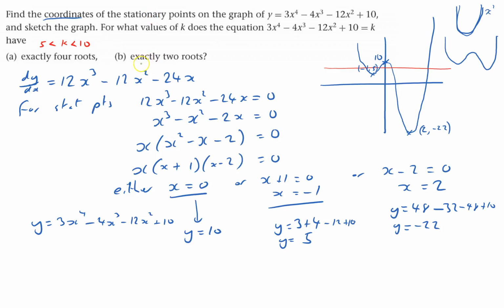And exactly 2 roots, well, we could have 2 roots. There would be 2 roots, just once, twice, and indeed here, for example, once, twice, all getting close to there, but not right at the bottom, there and there. So for 2 roots, I can have anywhere from minus 22 all the way up to 5, so negative 22 is less than k, which is less than 5, or I can have anywhere above 10. So k is greater than 10, and that's for the exactly 2 roots, and the red bit was for exactly 4 roots.